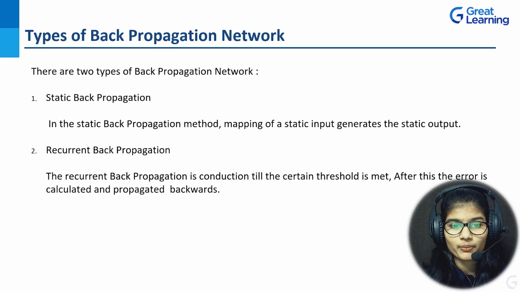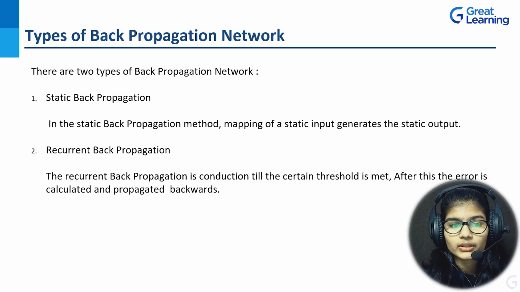In the static backpropagation method, what happens is that the static input data is generated, okay, that is mapped with the static output. Whatever static input is being generated, that is mapped with the static output. So this is what happens in the static back propagation.